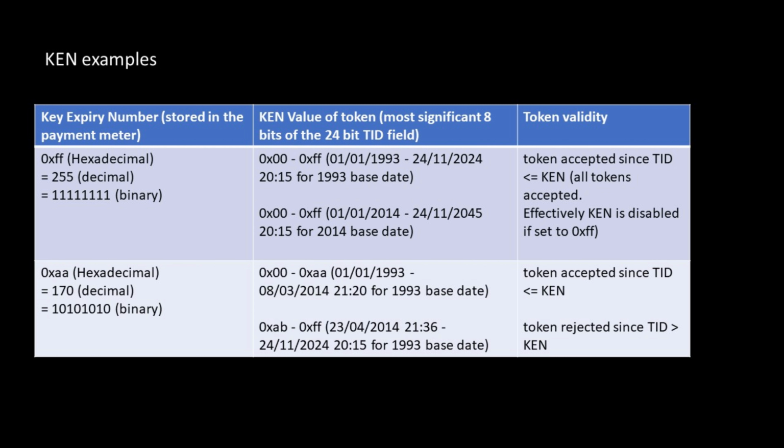However, for a value of AA, say, which is 170 decimal, then any token between 0 and AA will be accepted, since the TID is less than or equal to the Ken value. But if your Ken comes in with a value of AB up to FF, the token will be rejected, since the TID is now greater than the key expiry number. And that's essentially how the key expiry number works.